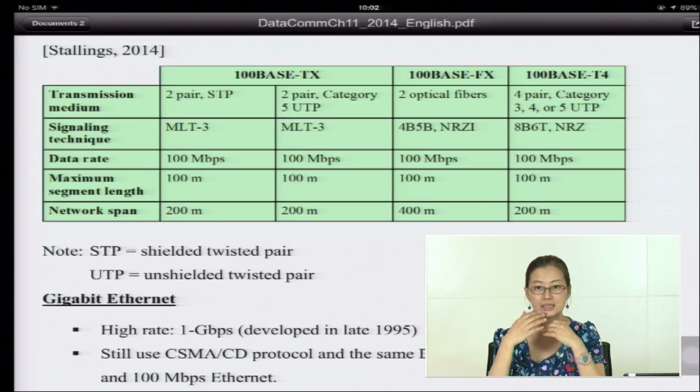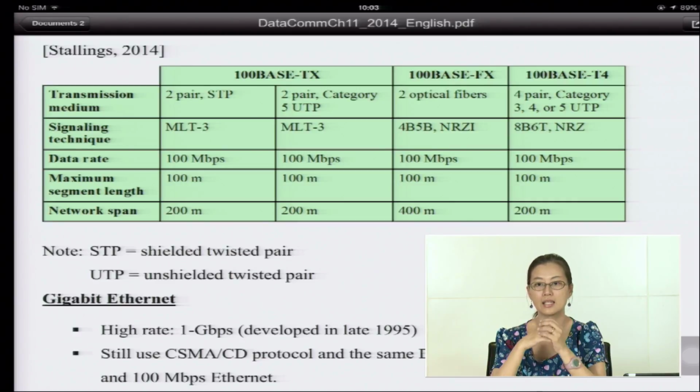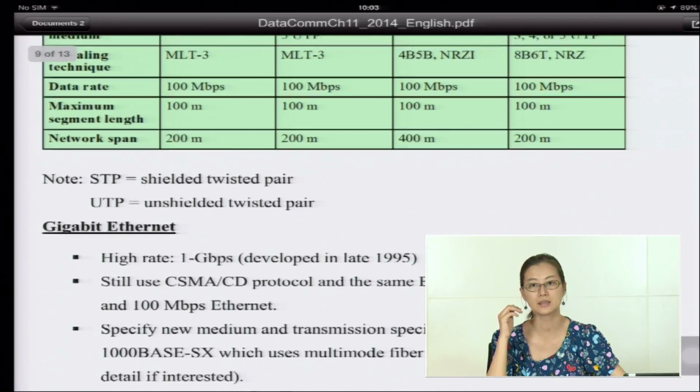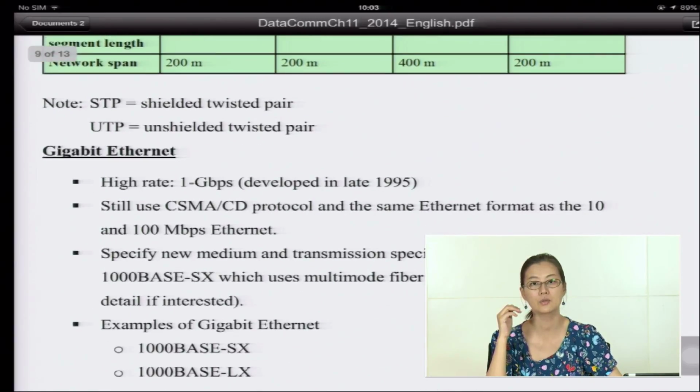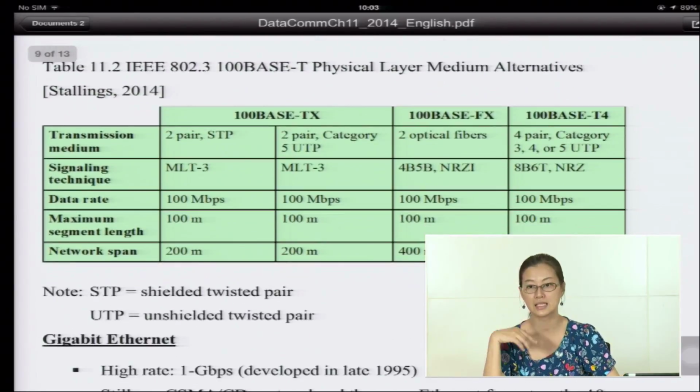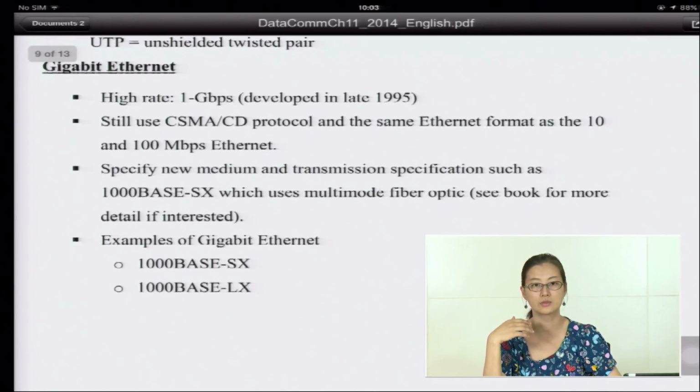So for the signaling technique, we use MLT-3, we use 4B5B, and NRZI. For this standard, you can also search. We talked about NRZI before, but for the others, you can search on what they look like. This is similar to the digital to digital encoding techniques that we have talked about, but it may have some more specifics. Now they have the maximum signal segment length, which is 100 meters, and the network span. The one that uses the fiber optics has the longest network span.